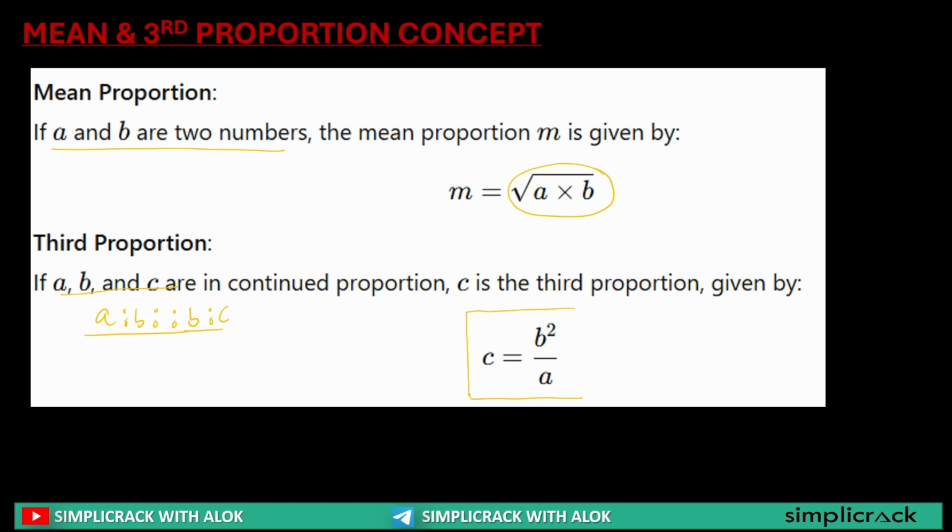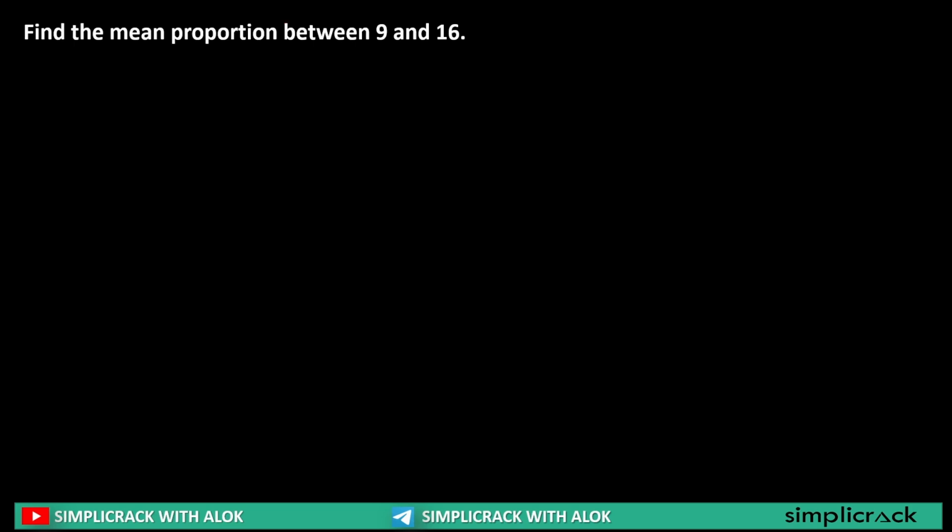Then we can write the third proportion. The third proportion is c, and c is equal to b square by a. So c is the third proportion, and the mean proportion is the square root of a multiplied by b. You need to remember this, because these types of questions are asked repeatedly in tier 1 and tier 2 as well.